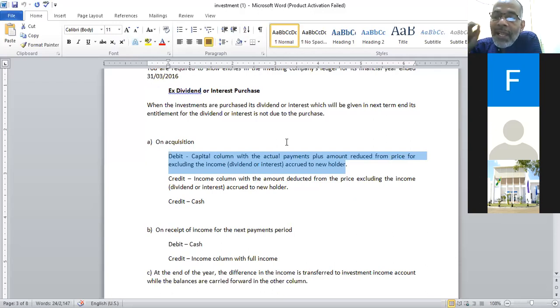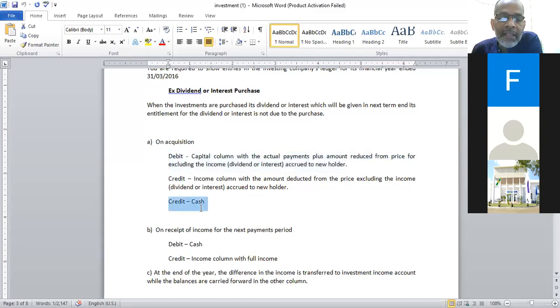When you are saying the cum dividend method, we have to look at the seller period or the seller interest. Credit the income column with the amount deducted from the price excluding the income accrued to the new holder. The interest recorded with a particular person or a new holder would be recorded in the income column. Now, the credit and the cash credit together would be recorded in the debit column.